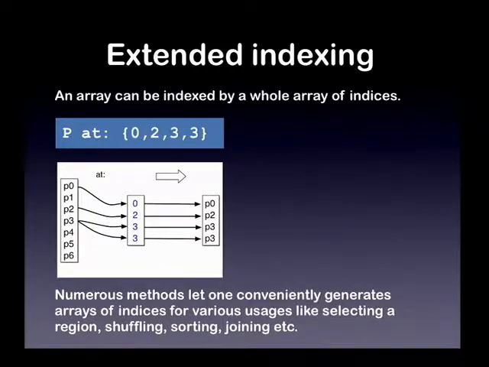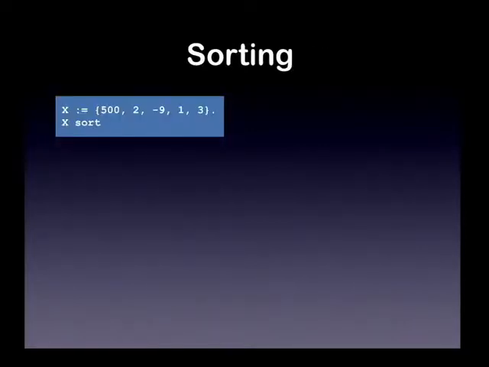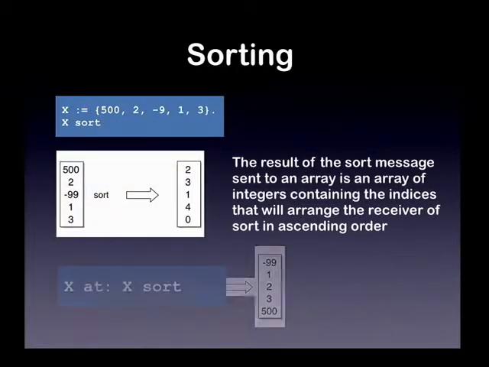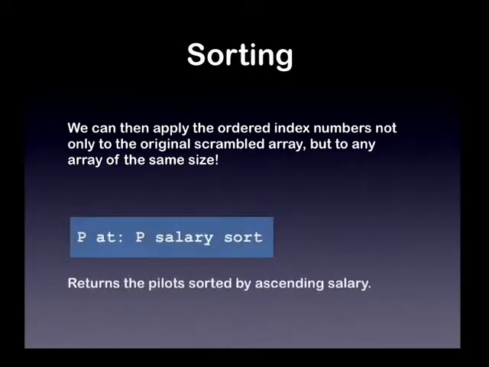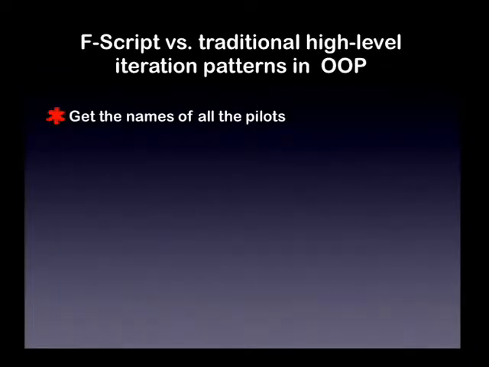Another important operation in array programming is the possibility to index an array by a whole array of indices. This provides a very general way to designate elements of an array. And there are several methods in FScript that let you conveniently generate arrays of indices for various purposes, like selecting a particular region, sorting, and so on.